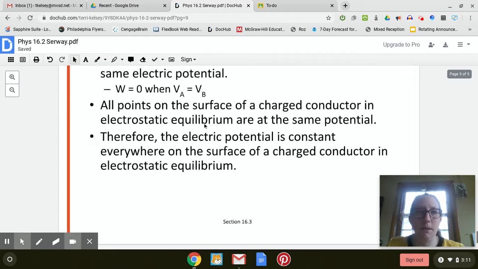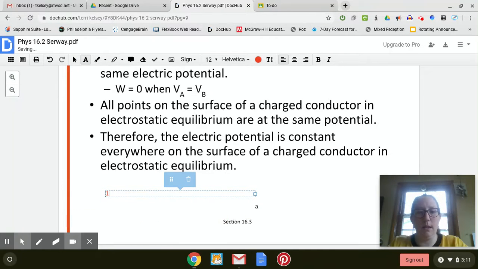Let me type out the essential questions that go with this. 16.3 problems. Okay, they are on page, where am I? Page 594 of your textbook, and they are numbers 11 through 13.